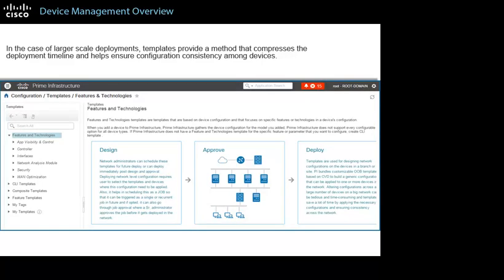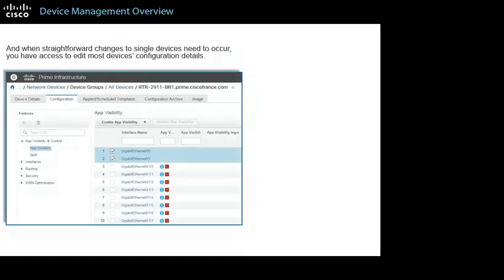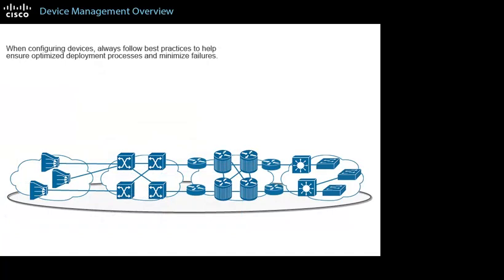As you can see, Prime Infrastructure provides effective methods for deploying device configurations. In the case of larger-scale deployments, templates provide a method that compresses the deployment timeline and helps ensure configuration consistency among devices. And when straightforward changes to single devices need to occur, you have access to edit most devices' configuration details. When configuring devices, always follow best practices to help ensure optimized deployment processes and minimize failures.